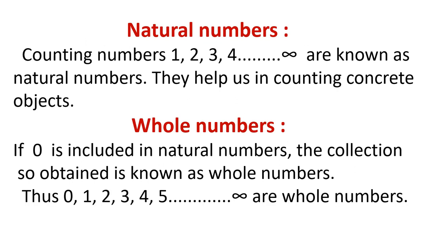Natural numbers. Counting numbers 1, 2, 3, 4 and so on to infinity are known as natural numbers. They help us in counting concrete objects. Whole numbers. If 0 is included in natural numbers, the collection so obtained is known as whole numbers. Thus 0, 1, 2, 3, 4, 5 and so on to infinity are whole numbers. In other words, whole numbers comprise of natural numbers plus 0.